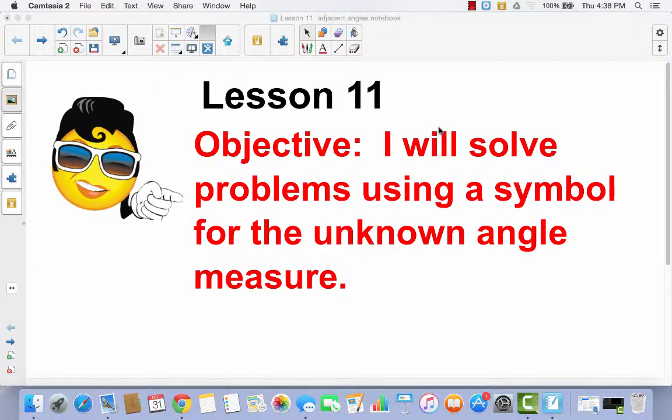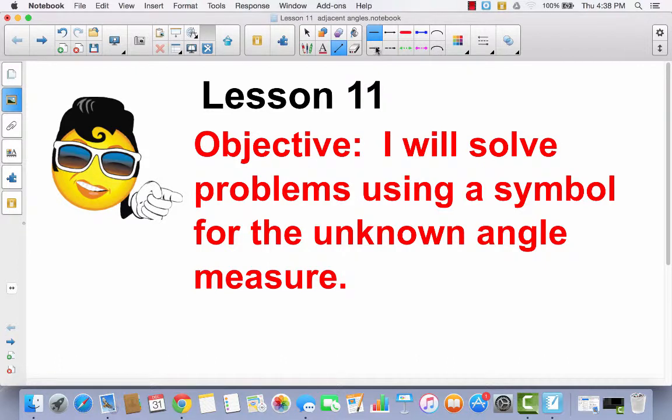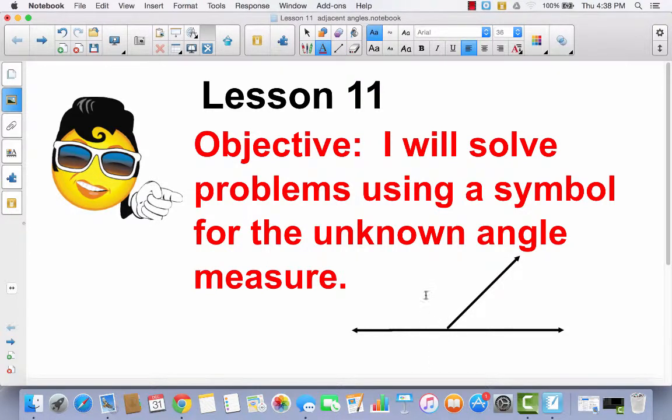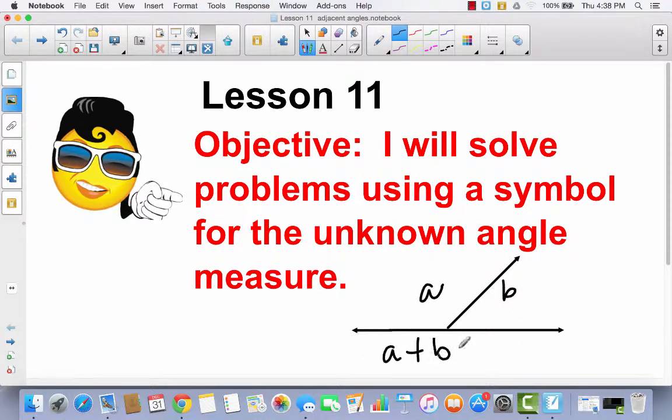If you think back to Lesson 10, the big idea was that if you had two angles making up a straight angle, made up of two parts, and we took angle A and added it to angle B, they had to equal what? If this is angle A and this is angle B, and this is a straight angle, A plus B had to be equal to 180 degrees.